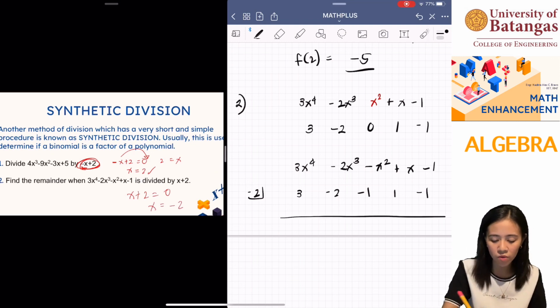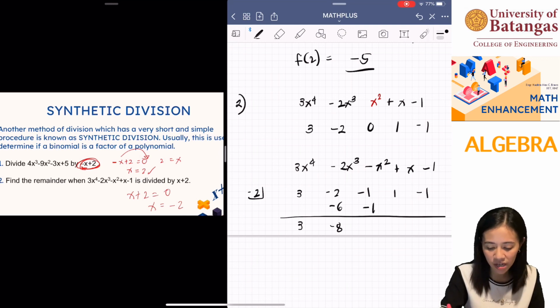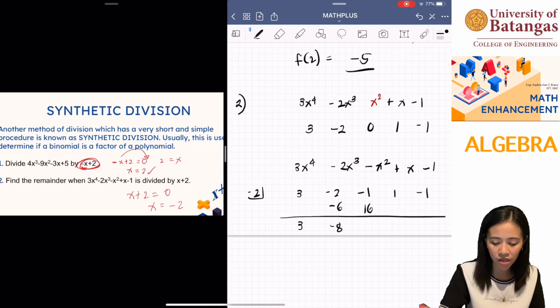Ano ang unang gagawin? We bring down the first term. So, that's 3. Times negative 2, that's negative 6. You write that below the second term. So, negative 6. And then we add. So, you have negative 8 times negative 2. That's negative 16. Sorry, that's positive 16.